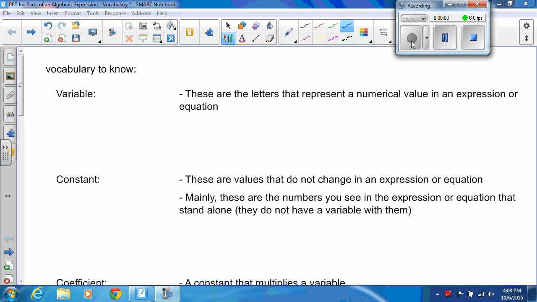Okay, today we're going to do some vocabulary basically to start our Unit 2. These are parts of an algebraic expression. The first thing we need to know is a variable. These are the letters that represent a numerical value in an expression or an equation. For example, you might have x, or you might have y, or you might have a, anything else like that.